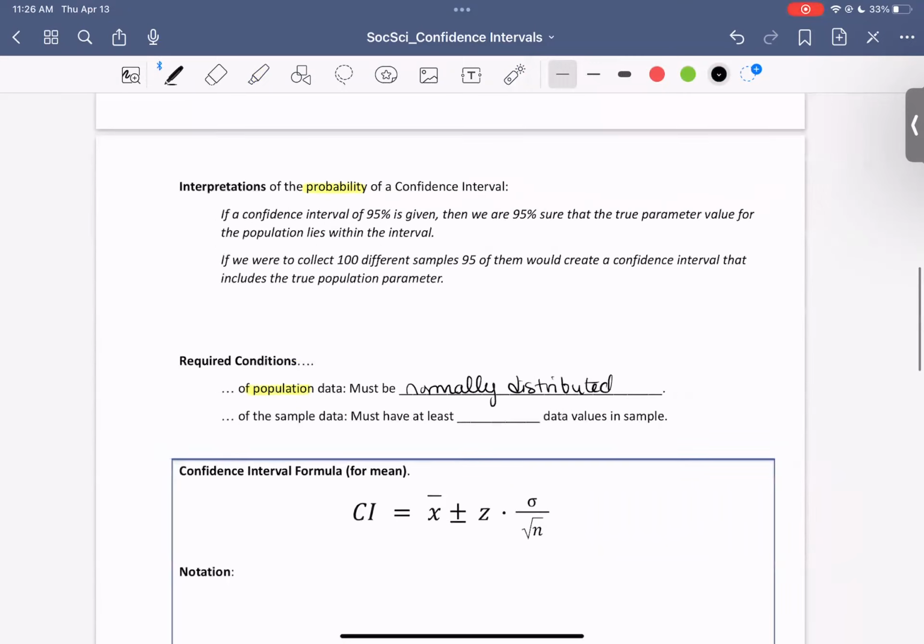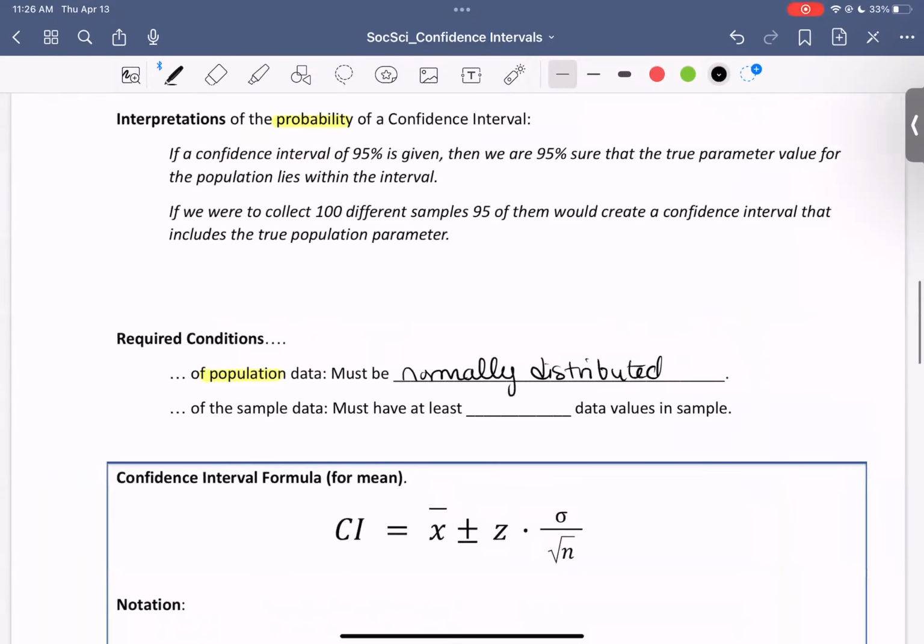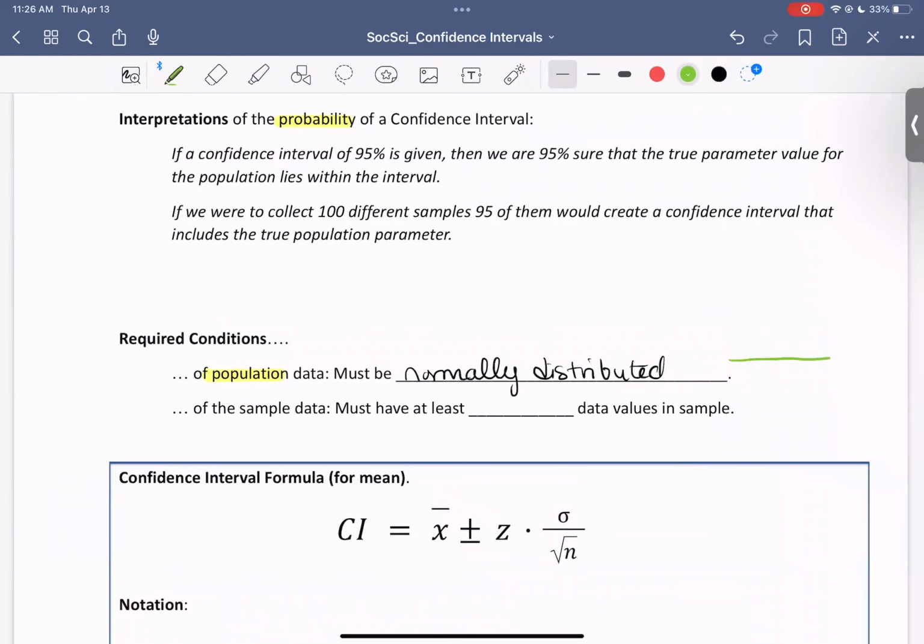So we saw that in this example of heights that we sketched out up here. What does it mean for a population data to be normally distributed? It means that if we plotted all of the population data, it should look like a bell-shaped or normal distribution like this. Then we also have a requirement on the sample that we take. That sample must have at least 30 data values. Just taking too small of a sample will not give us enough of an accurate sample mean to create a confidence interval.